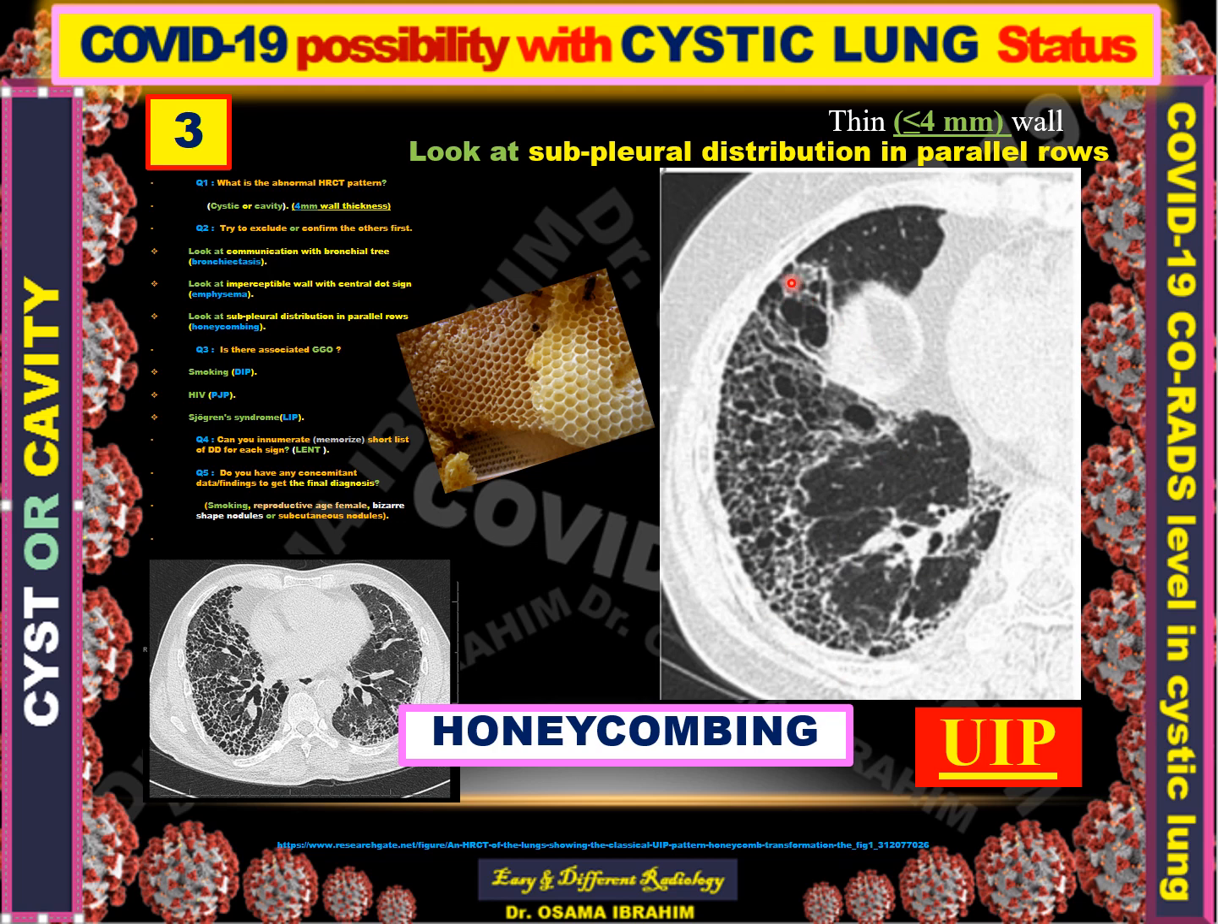If I want to classify this for COVID-19 possibility for that patient, there is no ground glass opacity, so it is 1 or 2. There are no nodules, no tree-in-bud, no consolidation, so I consider it a CO-RADS 1, meaning non-infectious disease of the lung and highly unlikely to be COVID-19.